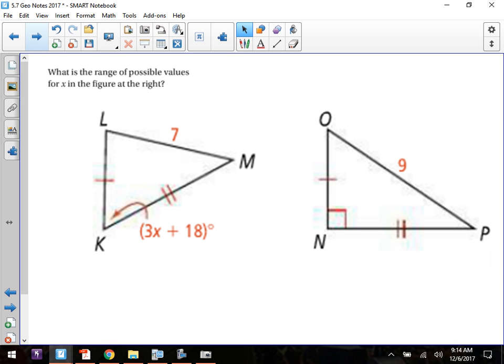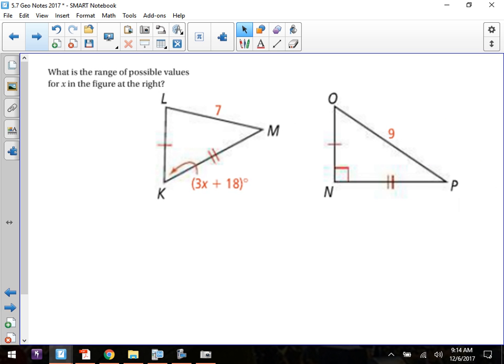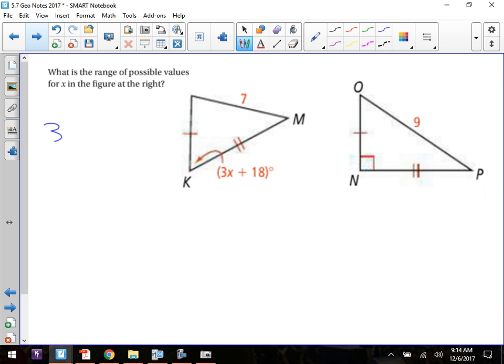What does it have to be greater than? Hopefully right now you guys agree that angle N is the larger of the two. So that means that 3x plus 18 has to be smaller than 90. So x has to be smaller than 24. Okay with that?